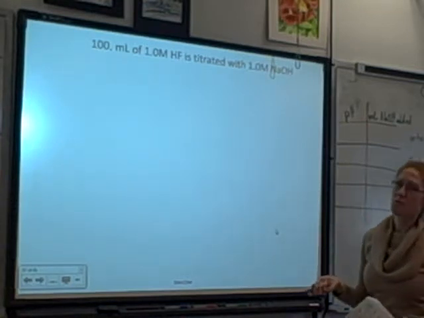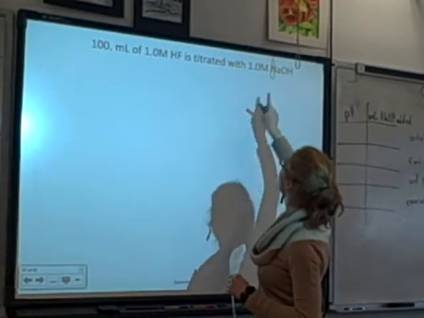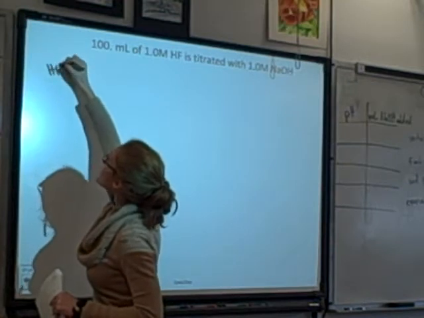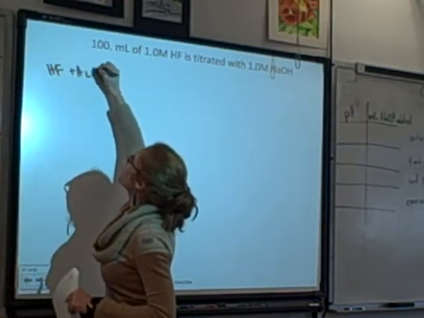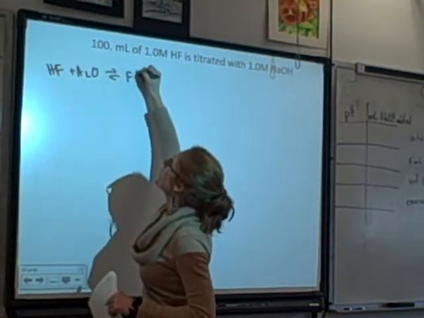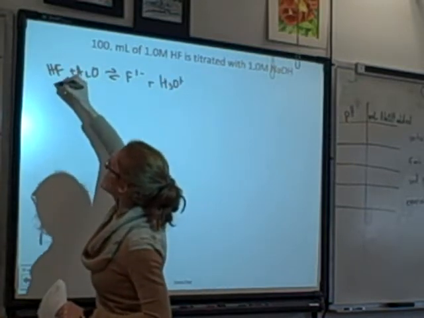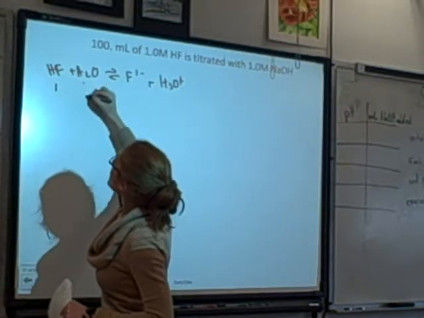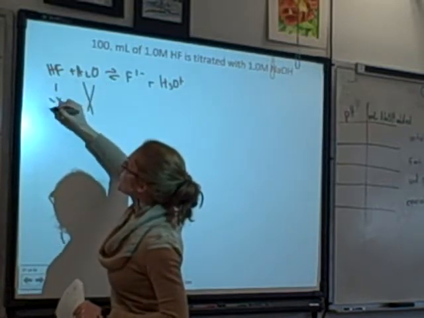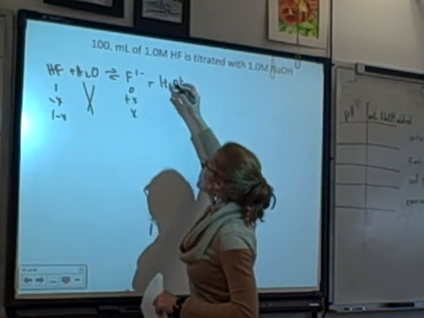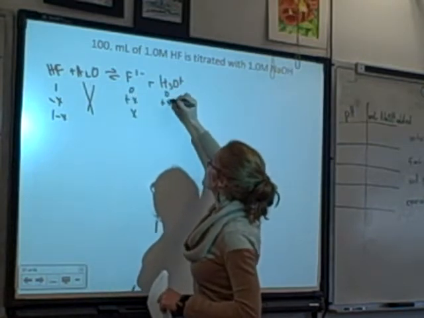So the initial, this is before we've added any sodium hydroxide. So initially all we have is 1 molar hydrofluoric acid. It's a weak acid, we put it in water and we know it dissociates into fluoride and some hydronium. So we're going to set up an ICE table. It's 1 molar, we don't care about the water. We know some of it's going to dissociate. Whatever dissociates ends up as fluoride and as hydronium.